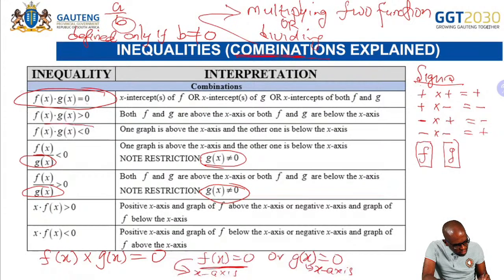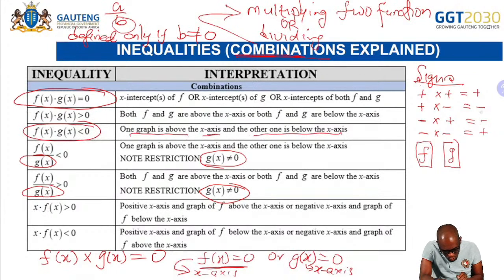Now, if you look at this, we multiply. I'm just going to pick on a few. F times g. One graph is above the x-axis and the other is below the x-axis, because you can see the sign is negative. So we're going to check when the sign is negative. The sign might be negative if f is positive and g is negative, or it might hold if f is negative and g is positive. So those are the things that we should be considering when we are going to answer those questions.